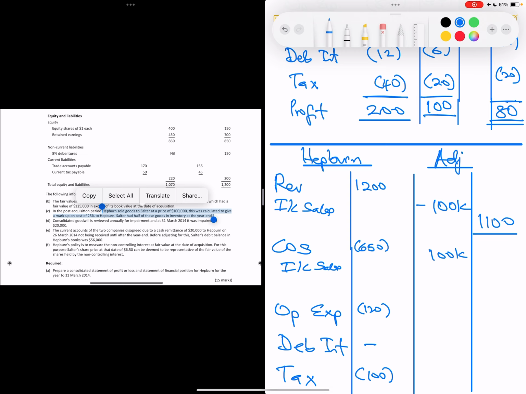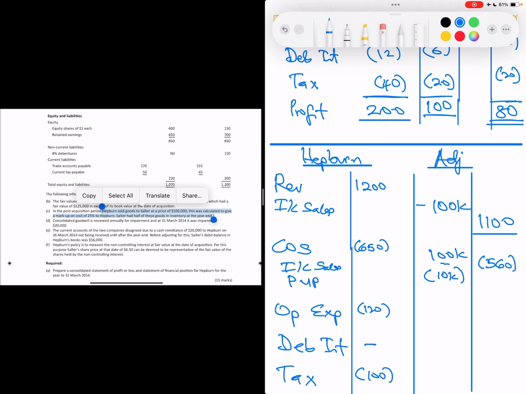For cost of sales, we've adjusted for intercompany sales of 100K. There's also a provision for unrealized profit that we need to add back here, and that means we need to increase our cost of sales by 10K. That will give us a net cost of sale of 650 minus 100 plus 10, and that's 560. So we have cost of sale of 560.